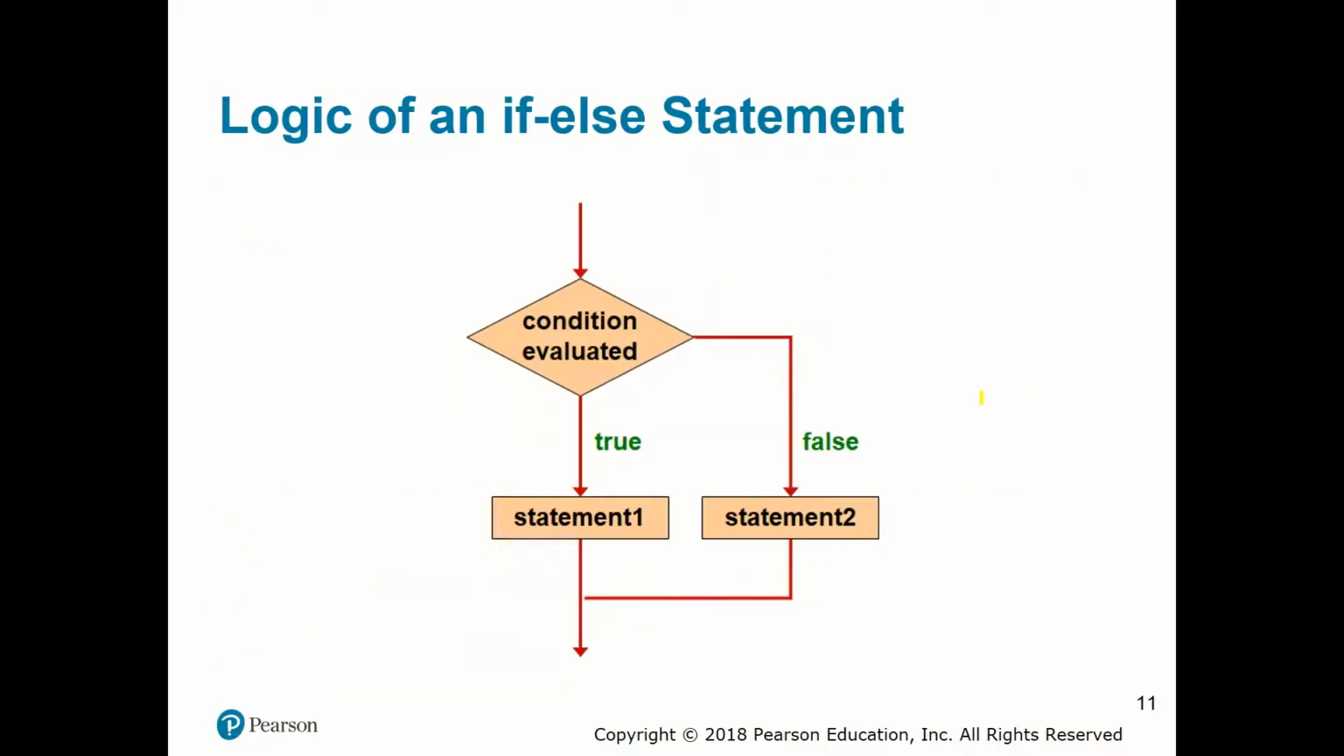This is a flowchart of the if-else statement. If there is a condition here, then the condition will be evaluated. If it is true, then statement 1 is executed, and then the process goes on like this. And if this is false, then statement 2 is executed, and program control goes like this. This is the if-else statement. So only one of these two statements can be executed.